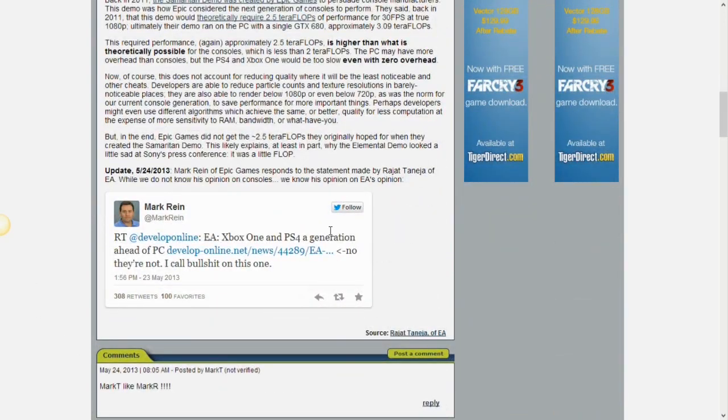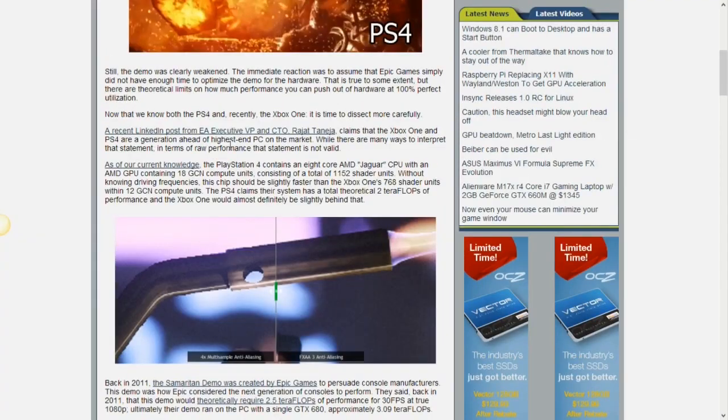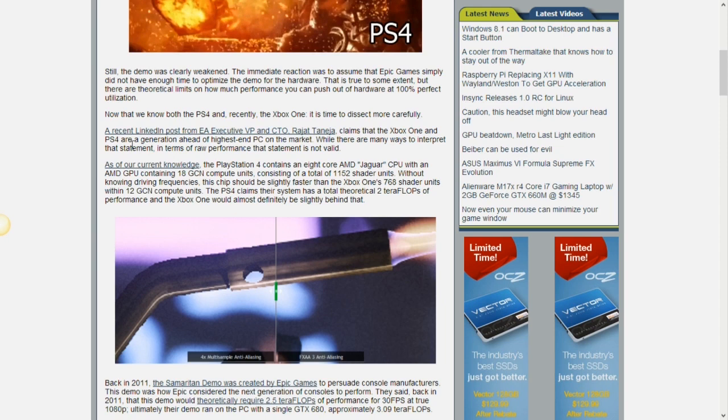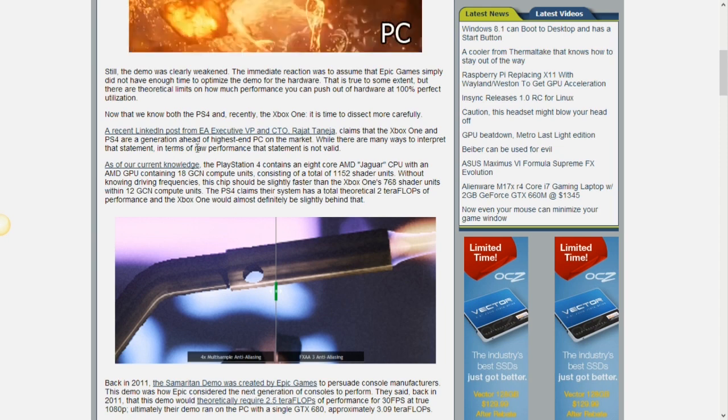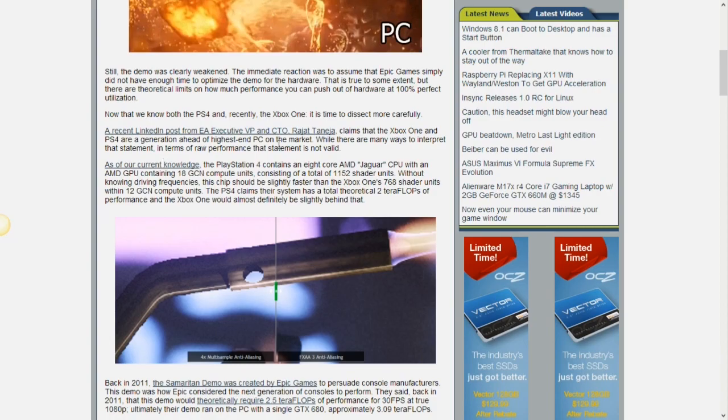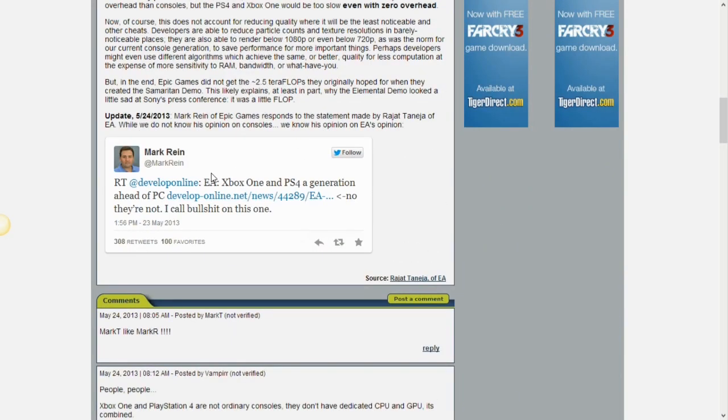And then obviously this quote from Mark Rein is my favorite. Mark Rein of Epic Games responds to a statement by Rajat Taneja of EA, where they said, where was that line? It's important. Claims that the Xbox One and PS4 are a generation ahead of highest-end PCs on the market. While there are many ways to interpret that statement in terms of raw performance, it seems not valid. And then Mark Rein says, no, they're not. I call bullshit on this one.